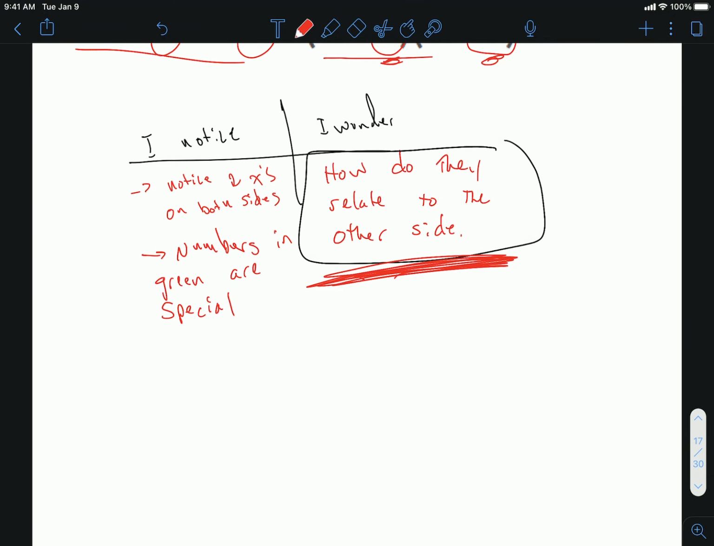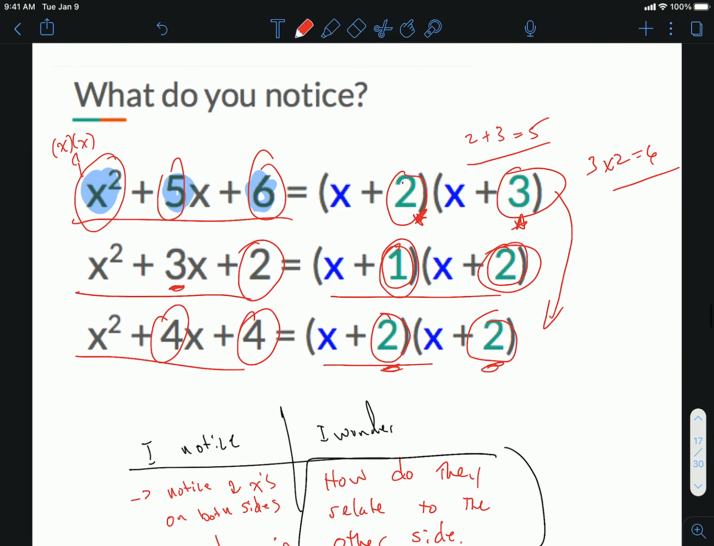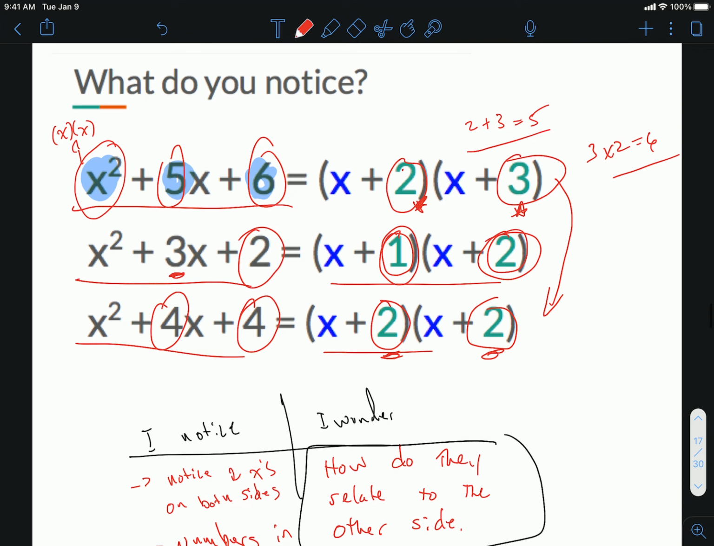If we can answer how these two things are related, which we already showed, right? We showed how they're related. These two numbers on the ends, they add to the number here and they multiply to the number on the end. We can answer that question, then we're good to go.